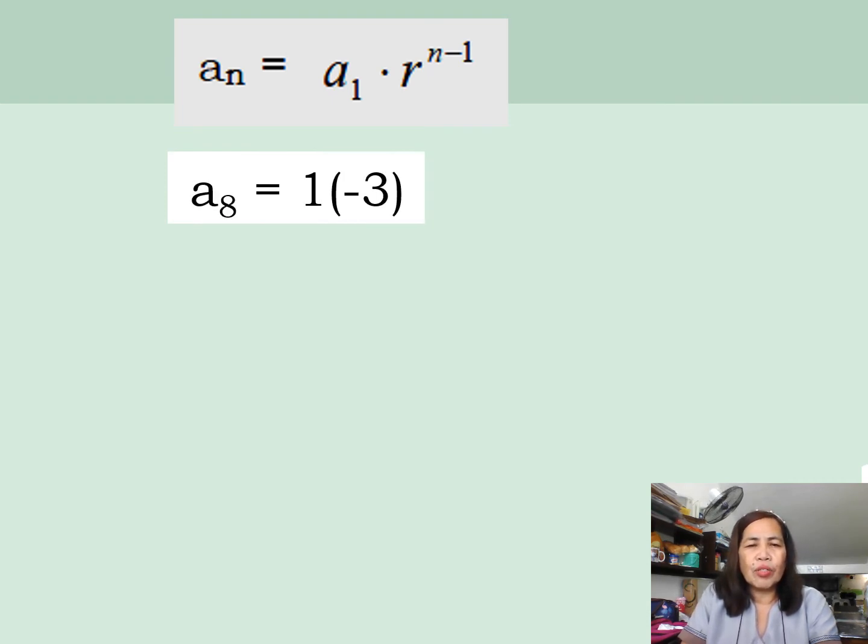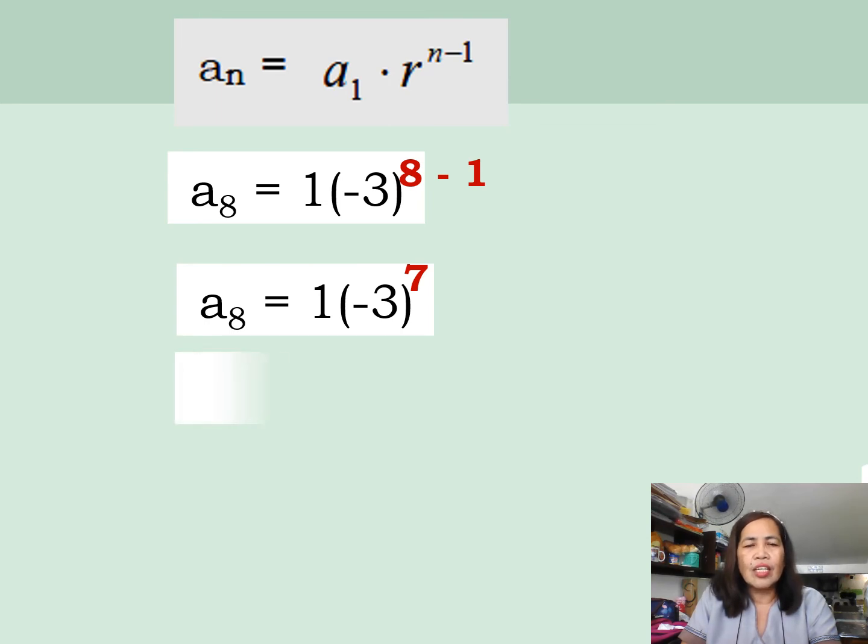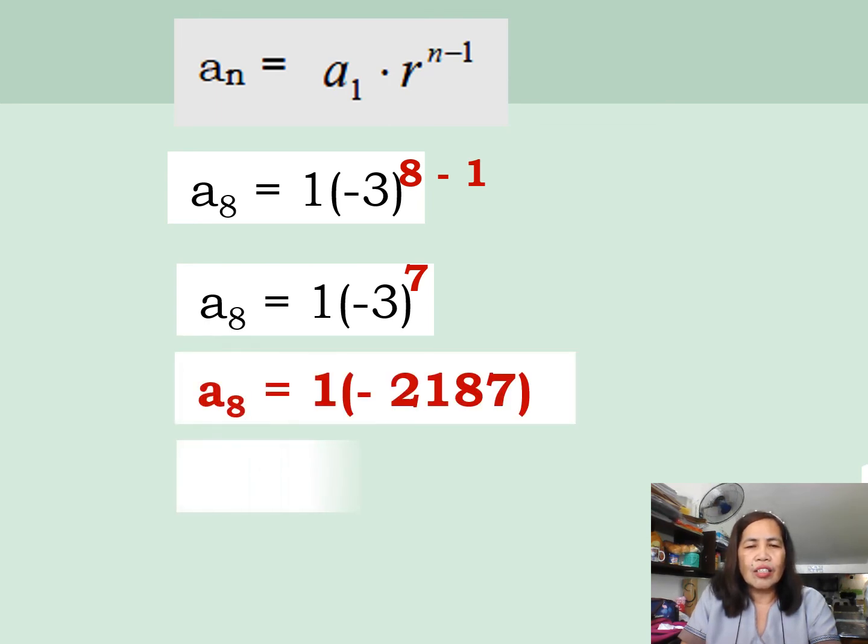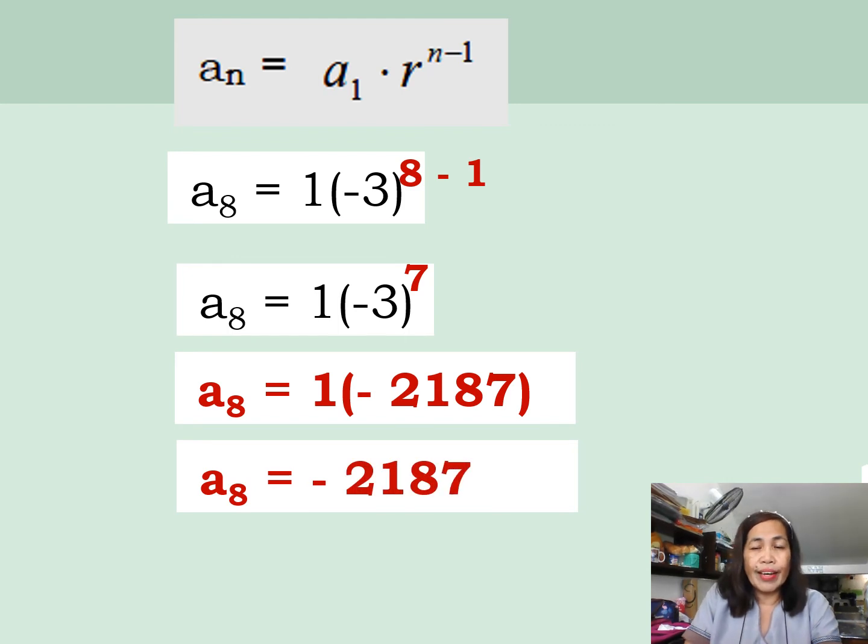So now substitute. 8 minus 1 is 7. Okay, so we substitute it. Simplifying, we have the 8th term is negative 2,187.